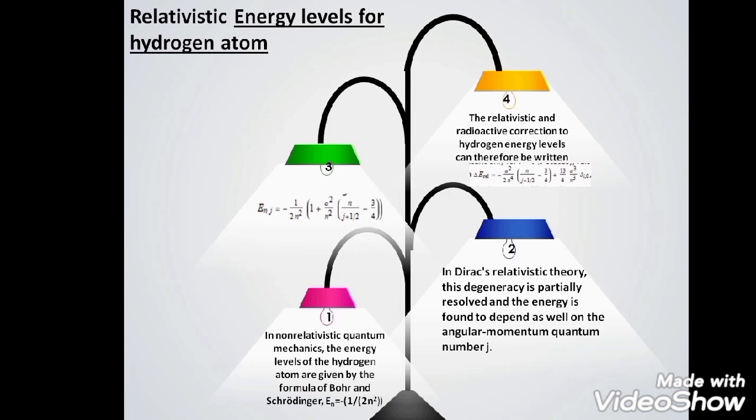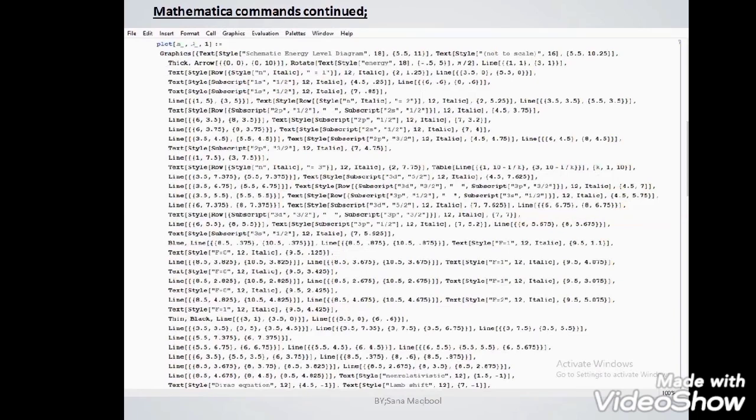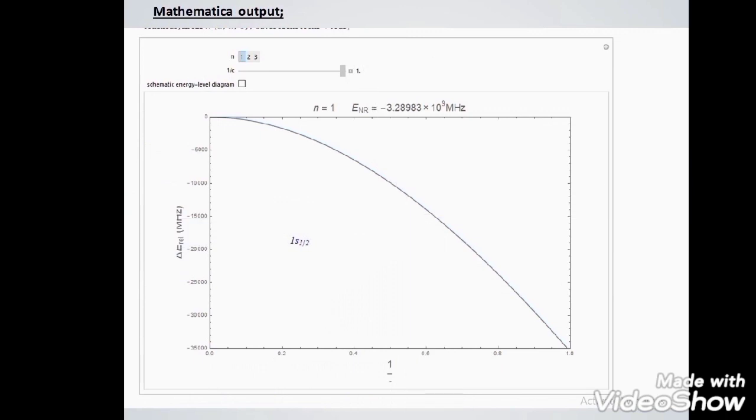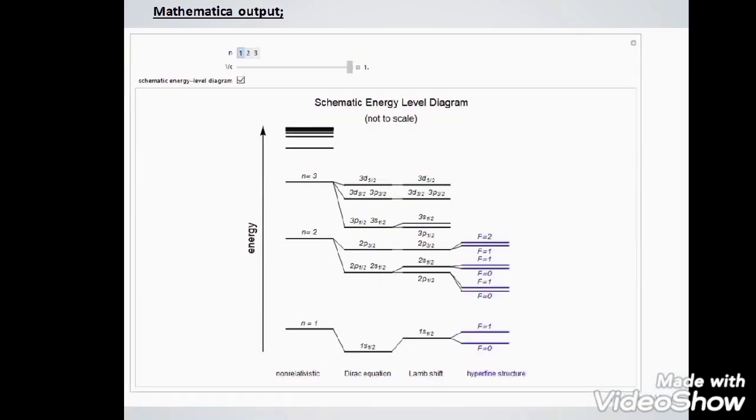So after understanding this, we will attain these MATLAB and Mathematica commands over here, and the Mathematica results are mentioned in this over here. When n is equal to 1, the graph would be this one, and when we turn on the schematic energy level diagram, the schematic energy level diagram for the non-relativistic level, then the Dirac equation, and the hyperfine structure for the hydrogen atom is shown over here when n is equal to 1.